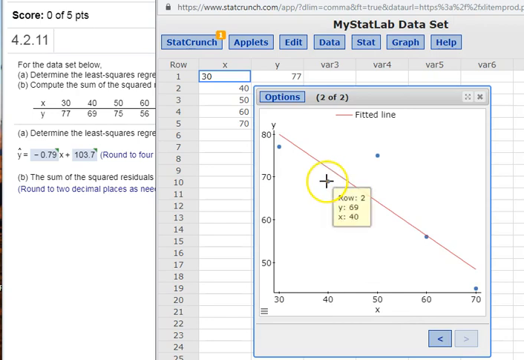It's how far away the actual data points are, their y value is, from the predicted y value that we get from the least squared regression line. So just measuring that distance, how far away each point is from the line, just going straight up and down, that is the residual.